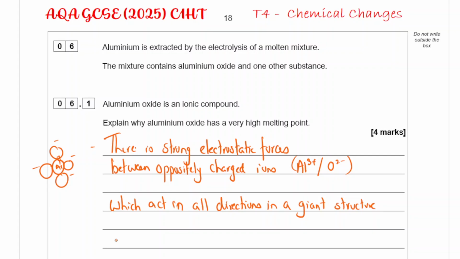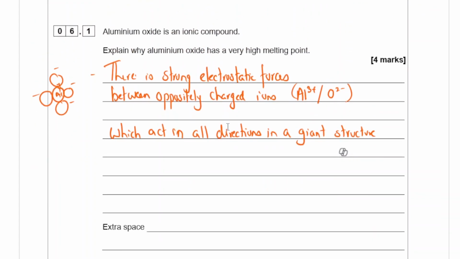right? So why would it have a very high melting point? Because it has strong electrostatic force in all directions. So you need a lot of energy to break the many strong bonds.